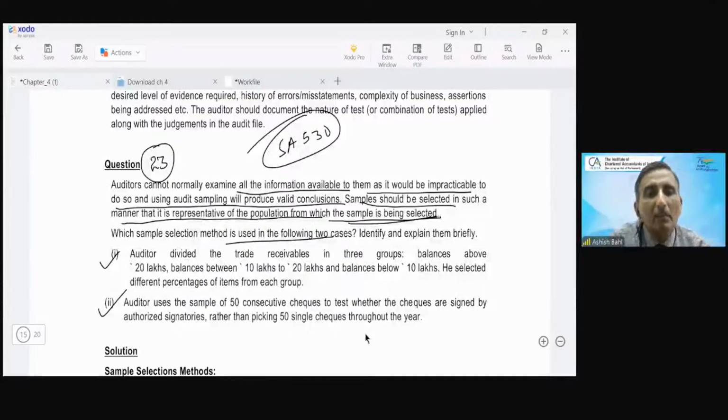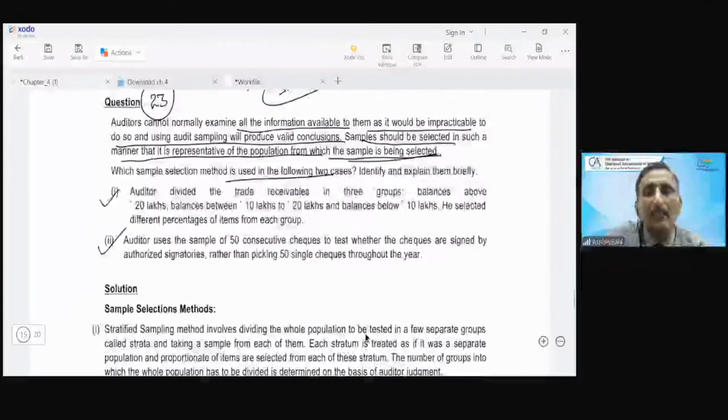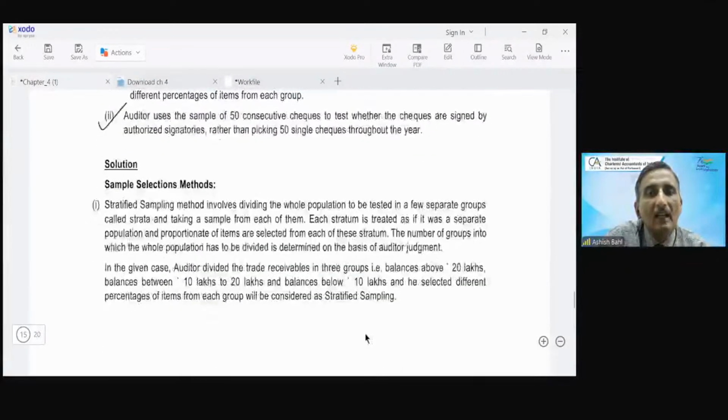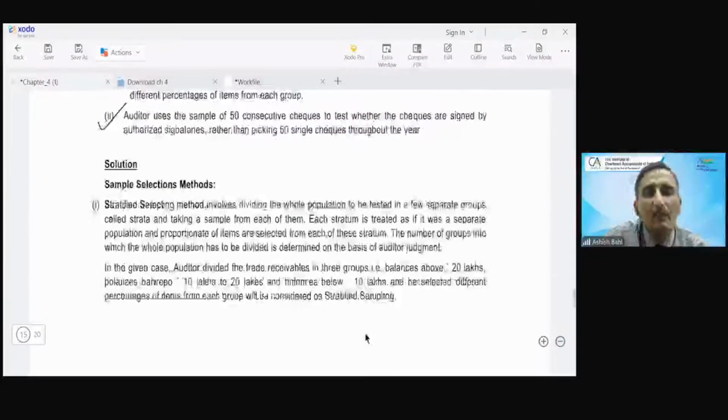Yes, second is block sampling. First is, what is first? Selection method you are writing. Miss Mansoori, what is the selection method? Obviously, it is stratification. It is stratified sampling, where population is divided into few groups called strata, and it leads to better audit efficiency because attention is paid to high value items. Okay.